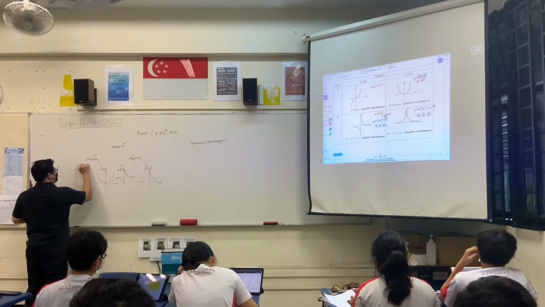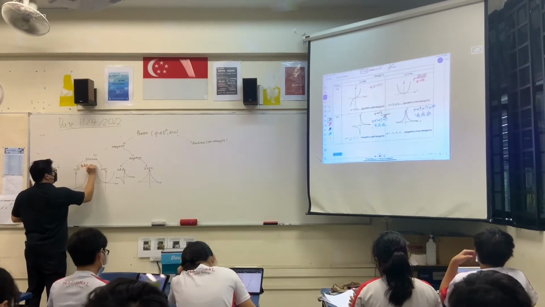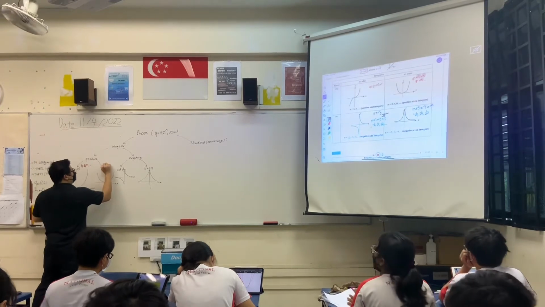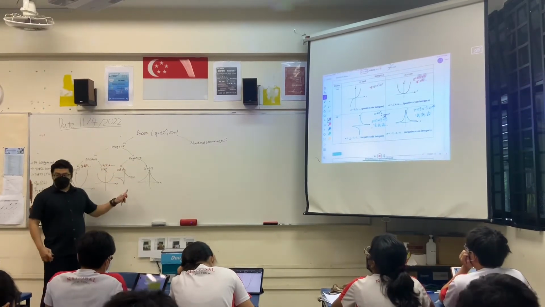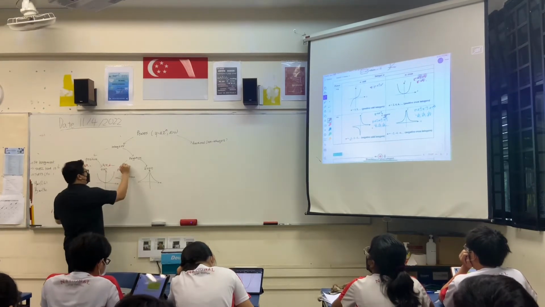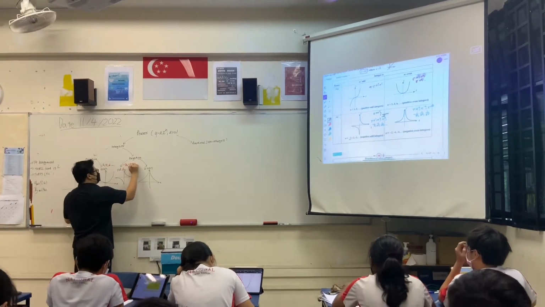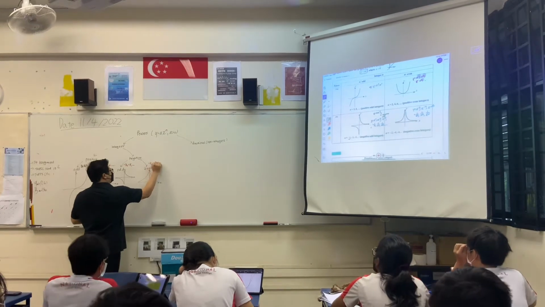For example, 3, 5, 7. If it's even, it can be power 4, 6. If it's negative and it's odd, it will look something like that. Negative 5, if it's even, negative 2, negative 4, look like that.